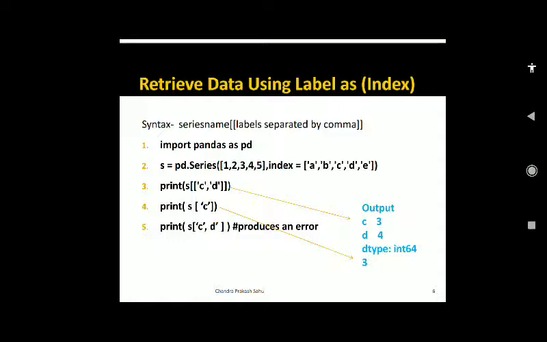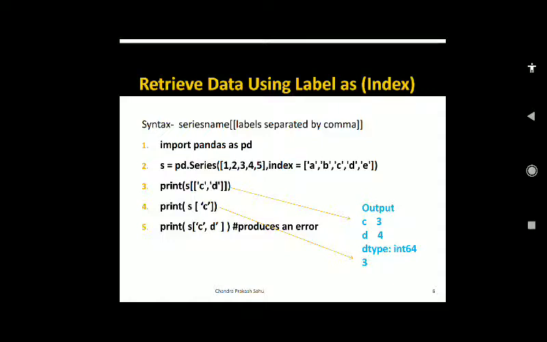In line number 3 you can see this S is a series, and for that the indexes that have labels C and D have been passed with separation of comma. So the output can be seen here. The rows where C and D indexes are, they are displayed. So C and D are displayed and their corresponding values are displayed.